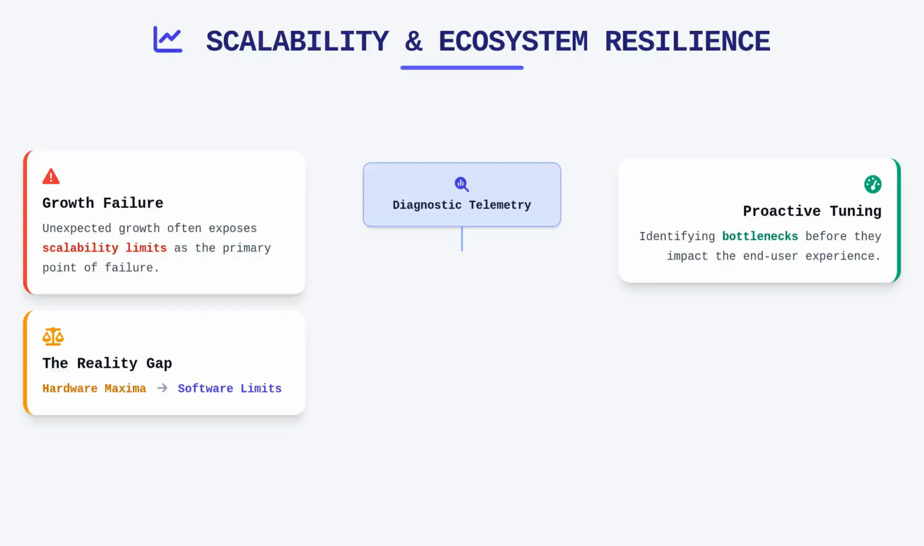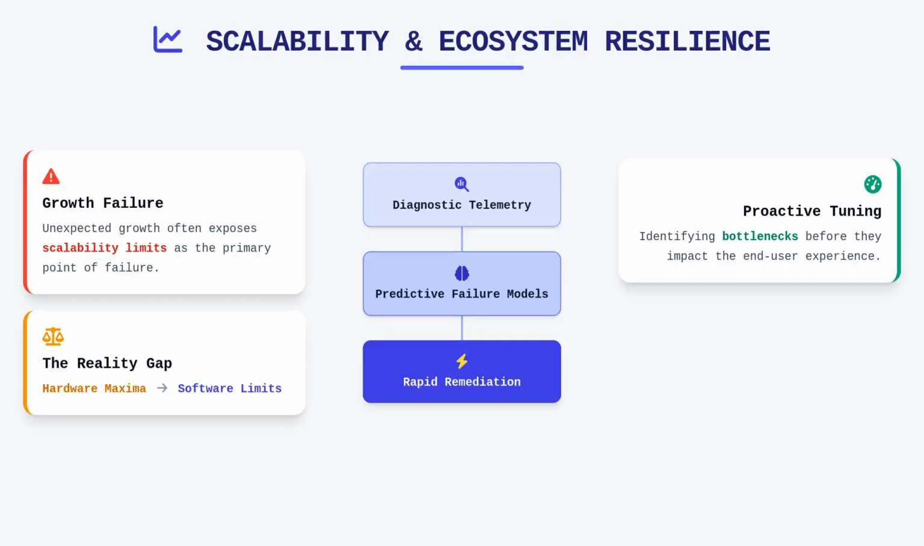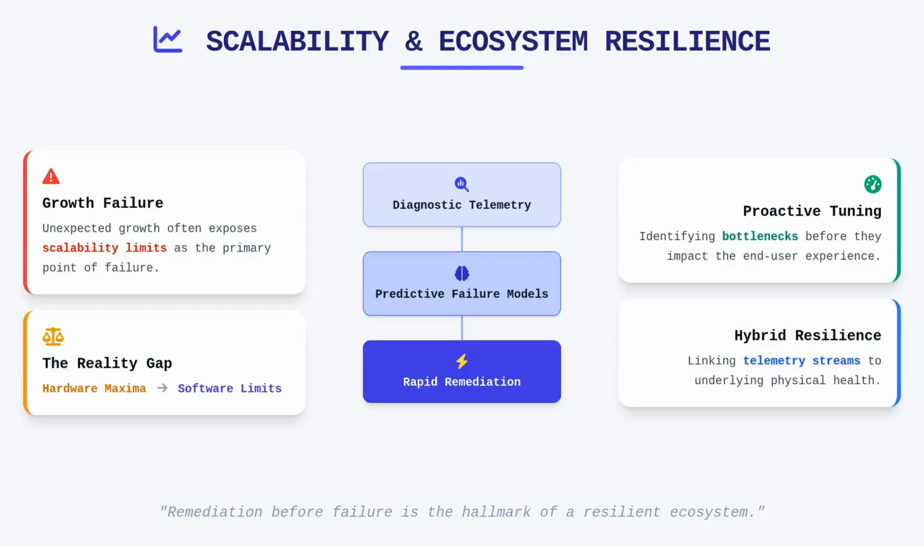experience. We utilize diagnostic telemetry to gain visibility into the health of all integrated components, allowing us to build predictive failure models. These models are invaluable because they allow the system to initiate remediation steps before a hardware component completely drops out of service. Rapid remediation is the hallmark of a resilient hybrid cloud ecosystem, and it requires engineers to understand how each telemetry stream reflects the underlying physical health of the infrastructure.